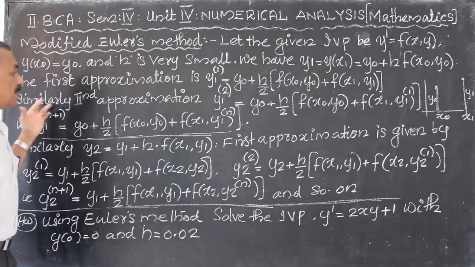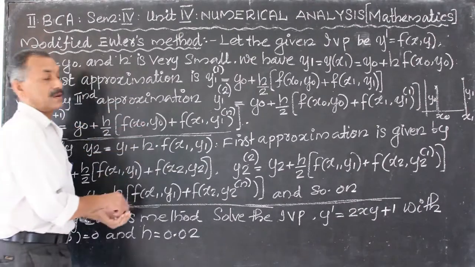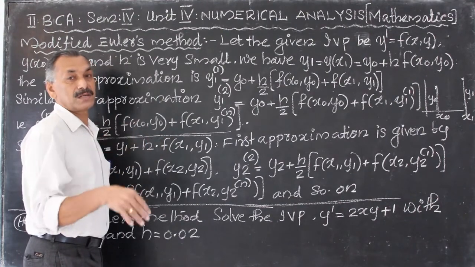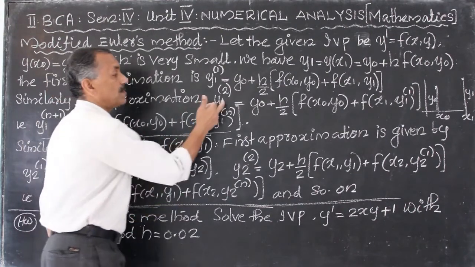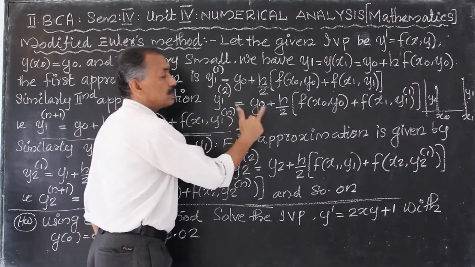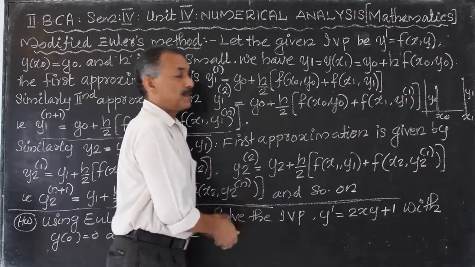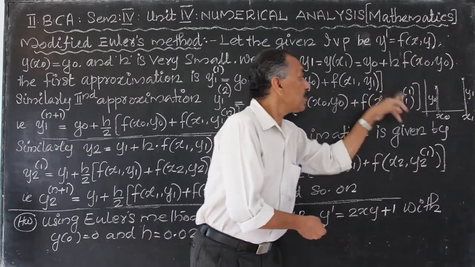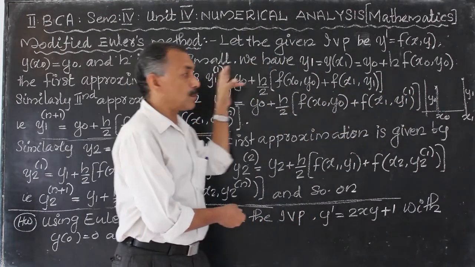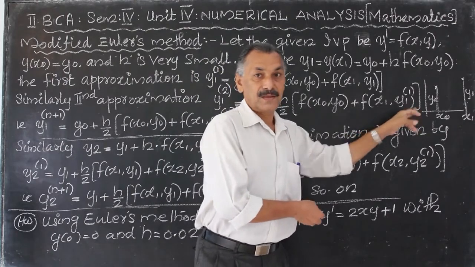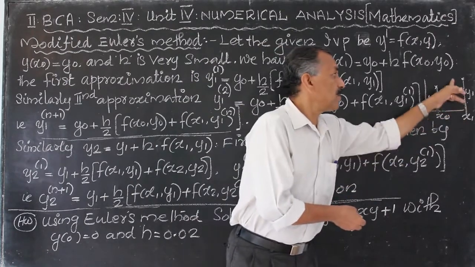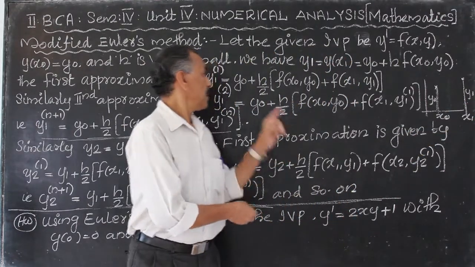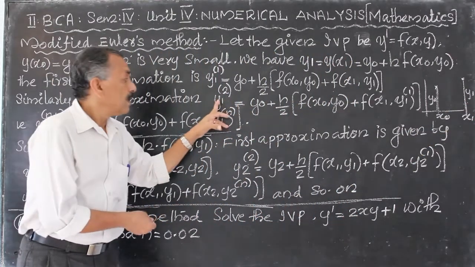Similarly, the second approximation of y1, the corrected approximation. The accurate solution y1 2 is equal to y0 plus h by 2 into f of x0, y0 plus f of x1, y1 1, the first approximation. Then what is the third approximation of y1? y1 3.